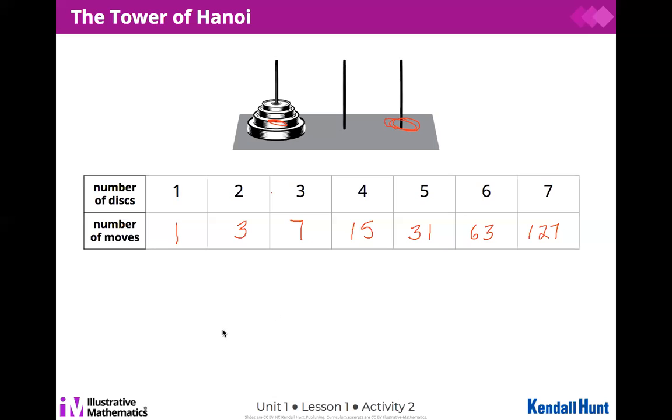So a lot of times I look at it like that. Another way you could look at it is it's doubling, then you're adding 1 from the previous. So there's a few different ways to do that. But this is the sequence we end up with: 1, 3, 7, 15, 31, 63, and 127. There it is.